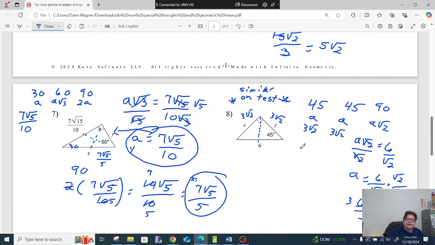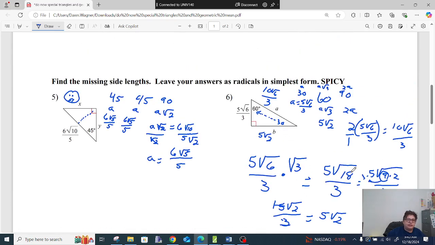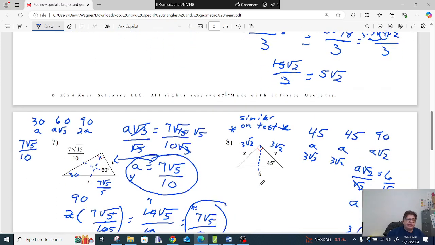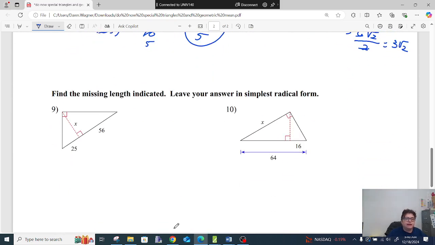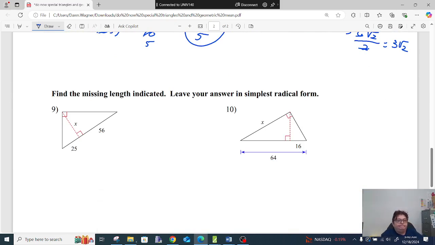So this would be more like the test, and if I do one of these, it would be bonus. These really hard ones here. Chances are I would not give fractions, like across from the 60 or across from the 90. I wouldn't give fractions. Okay, so now we're switching gears, and this is geometric mean.